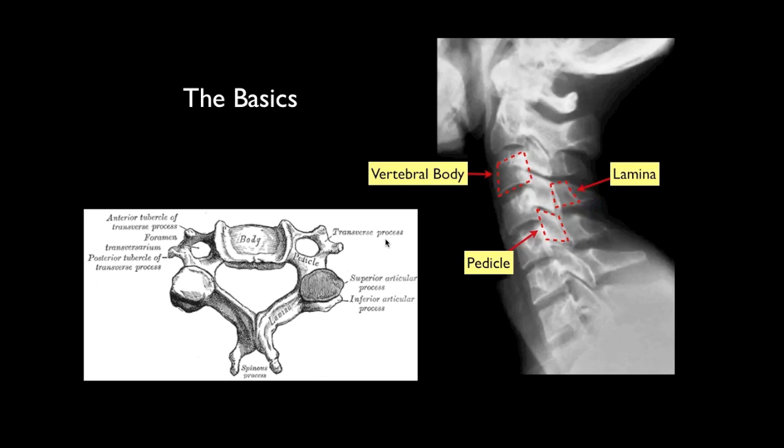After our pedicles we have the lamina. The lamina would correspond to this part here in the superior view. The lamina is a piece of bone covering over the spinal cord and the spinal canal. And then last but not least we have the spinous process jutting out at the back. So that's what we're looking at when we're looking at a plain film x-ray.